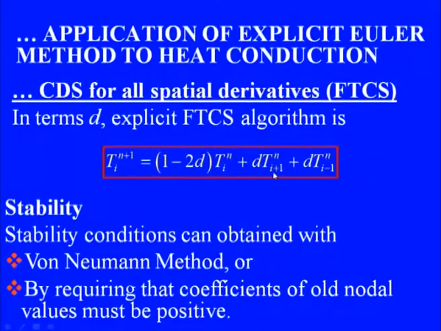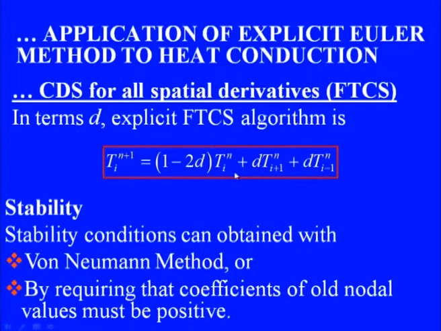Now, stability conditions can be obtained with the von Neumann method or by requiring that the coefficients of all nodal values must be positive. Now, this is a physical requirement. If you look at this formula on the right hand side, we have 1 minus 2d, which is the coefficient of T_i at n. The remaining ones, T_i plus 1 and T_i minus 1, have coefficient d, which is a positive number. Now, if you want a similar sort of contribution from all the 3 nodes at a future time instant, the contribution coming from each grid point i plus 1 and i minus 1 should be positive, otherwise that might lead to oscillations or instability in the solution.